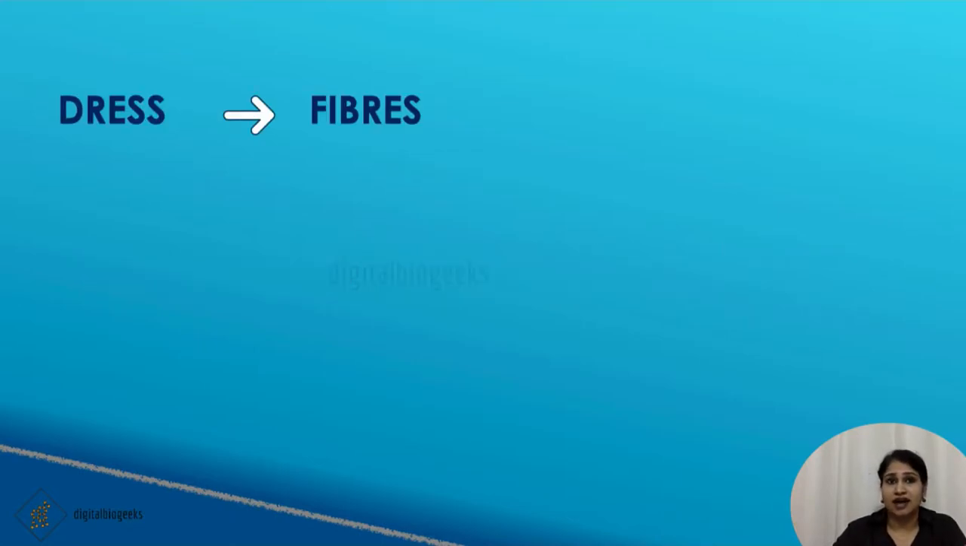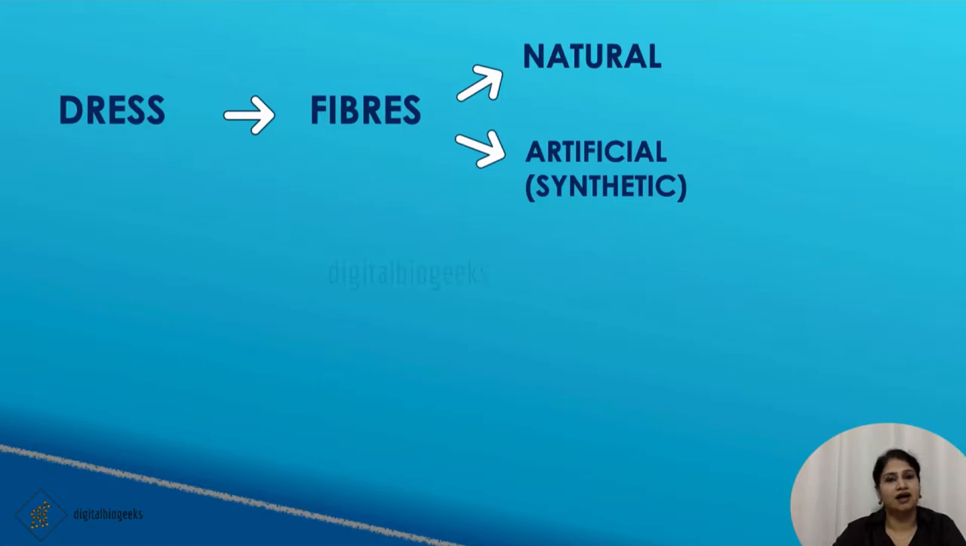These clothes are actually made of fibers. Fibers are of two kinds: natural fibers and artificial fibers. We get cotton from plants, silk from silkworms, and wool from sheep. Similarly, natural fibers we get from all these plants and animals. Artificial fibers are actually man-made and they are known as synthetic fibers.